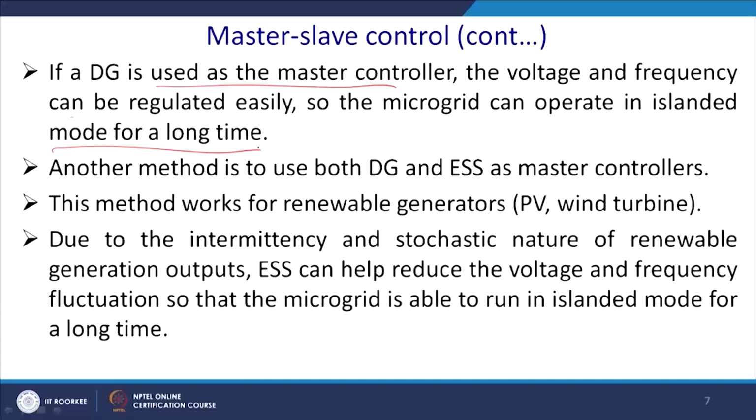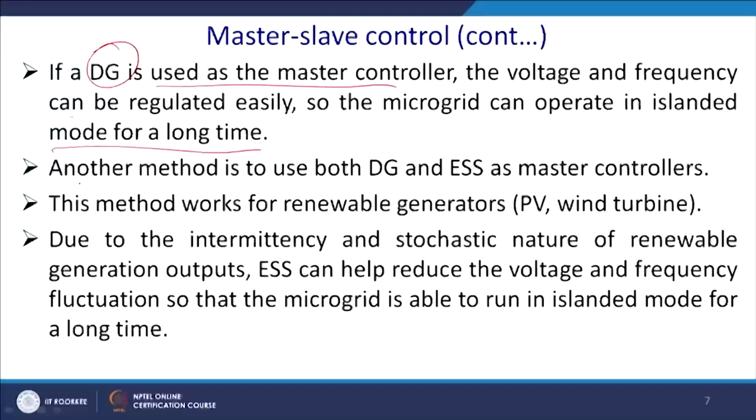If it is solar, all of a sudden you get a cloudy day and your DG will not generate any output, then there is a very big problem there. And for this reason, many researchers prefer to use both DG and ESS as a master controller.